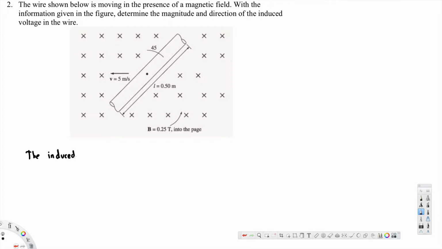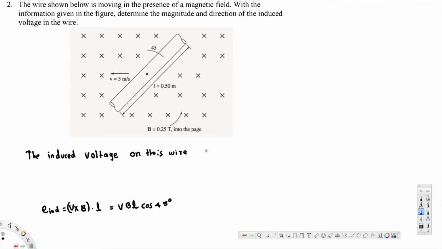The induced voltage on this wire can be calculated from the equation shown. This is the equation: E induced is equal to V cross B dot times L. This can also be written as VBL. Since the angle is 45, here we can put cos 45 degree. Okay. Now, so this is the equation.